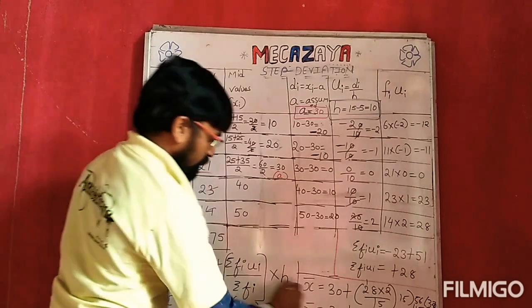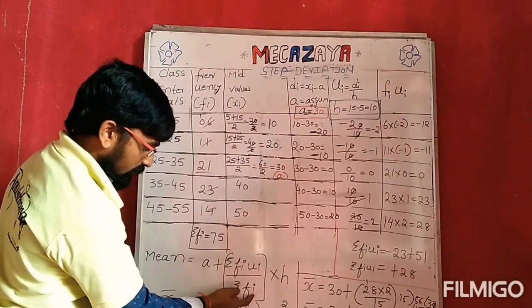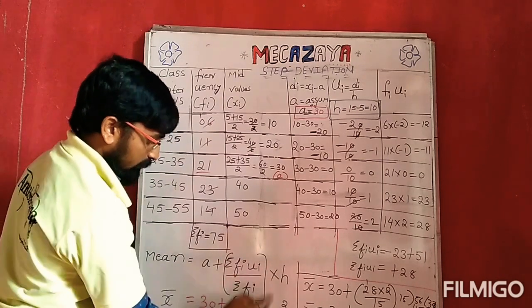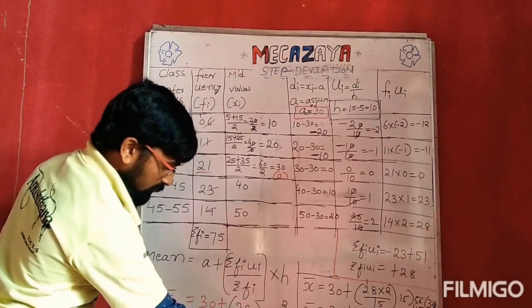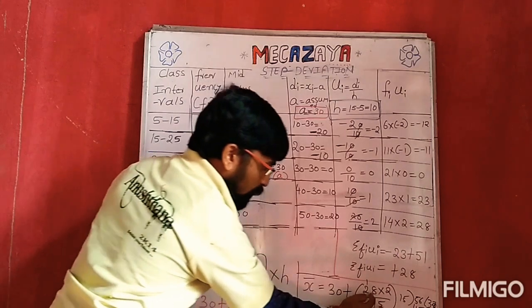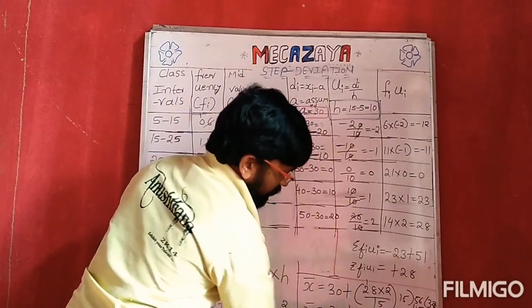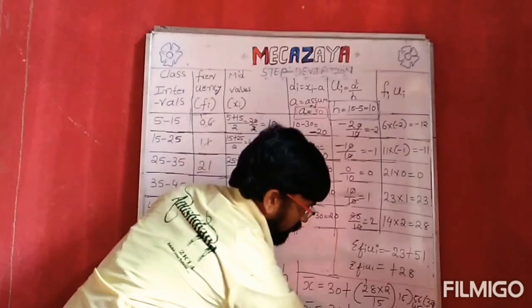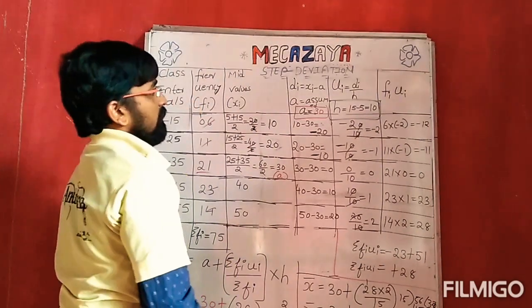So sigma fi ui equals 28, a is 30, sigma fi is 75, h is 10. First we need to divide, then multiply: 28 into 10 divided by 75. So 28 into 2 is 56 divided by 15, you will get 3.7. So 30 plus 3.7 is 33.7.